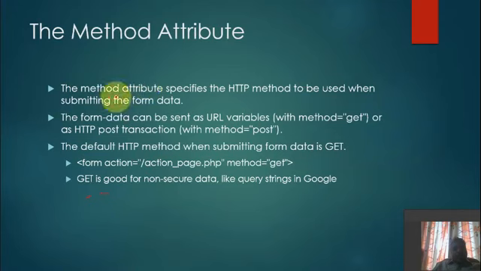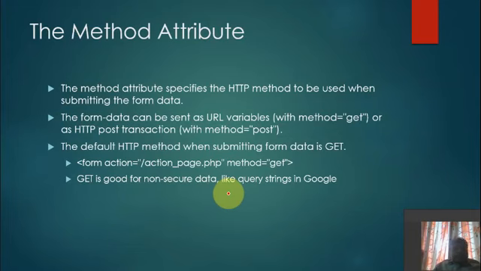Now the method attribute. The method attribute specifies the HTTP method to be used when submitting the data. It can be post or it can be get. Get is good for non-secure data. It is not good for secure data, so you should remember that, because anybody can easily check the value in the URL. With post data, you can't see it.